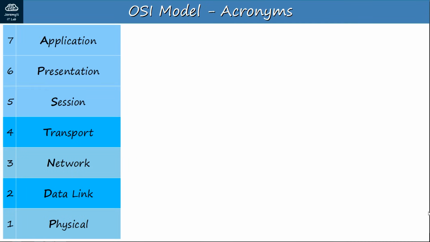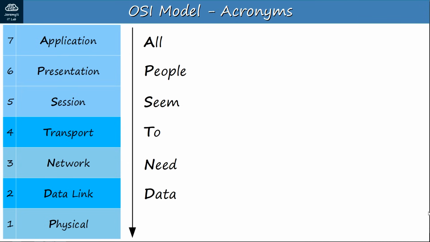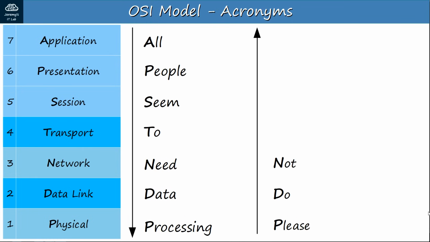If you need help remembering the order of the OSI model layers, the flashcards included in the description should be a big help. But here are a couple acronyms too. I don't use acronyms to remember things myself, but many people like them, so here are a few examples to help you remember. The first one goes from layer 7 to layer 1. All people seem to need data processing. Here's another one from layer 1 to layer 7. Please do not teach students pointless acronyms. If you know any other good ones, please post them in the comment section.